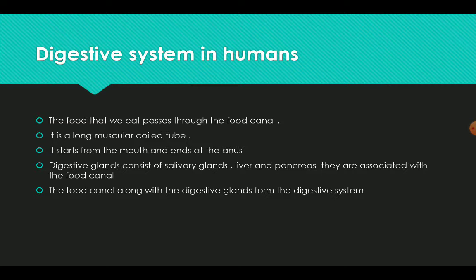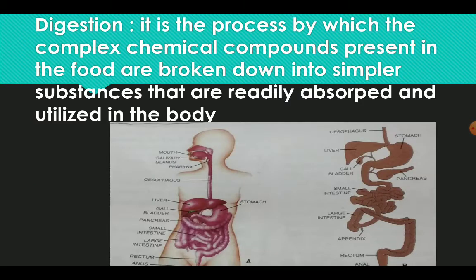Now there are several digestive glands, which consist of the salivary glands, the liver and the pancreas. They are associated with the food canal. The food canal along with the digestive glands forms the digestive system. So what is basically digestion? It is the process by which the complex chemical compounds present in the food are broken down into simpler substances that are readily absorbed and utilized in the body.